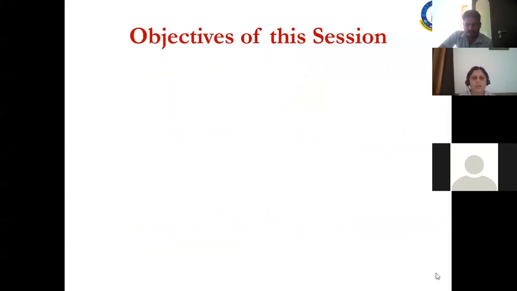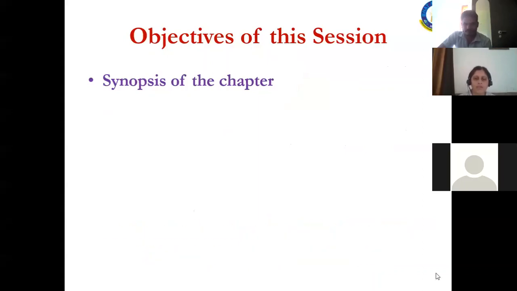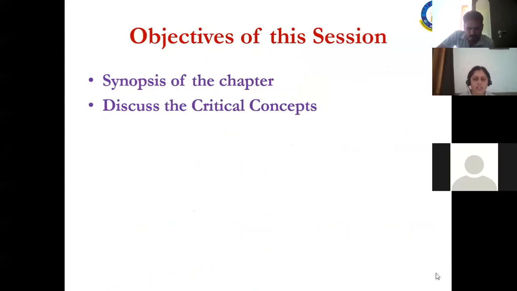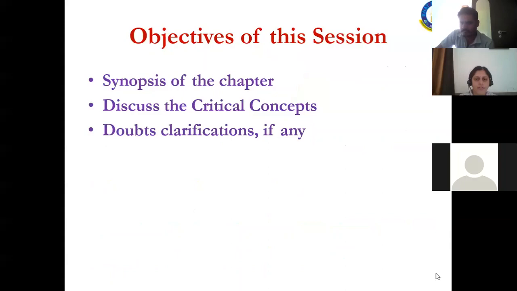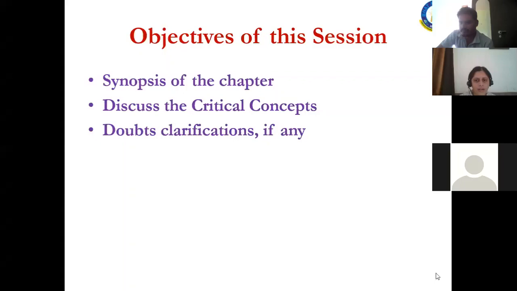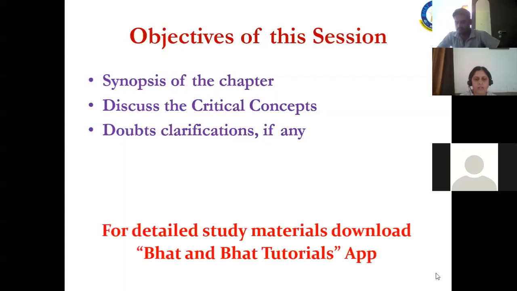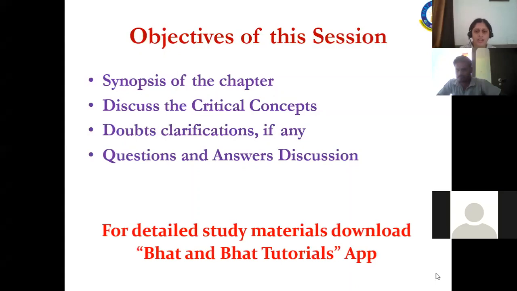Coming to the objectives of this session: first we will discuss the brief synopsis of this chapter. Then we will discuss the critical concepts a little in detail. We'll see the important formulas as well. Then doubts clarification. If you have any doubts, you can raise your hand and you can put a message in the chat section. Then we will move on to the question answer, objective questions and answers discussion.